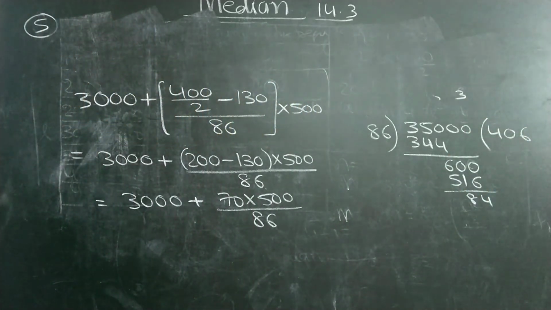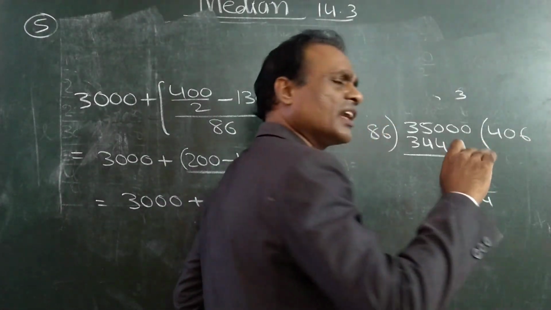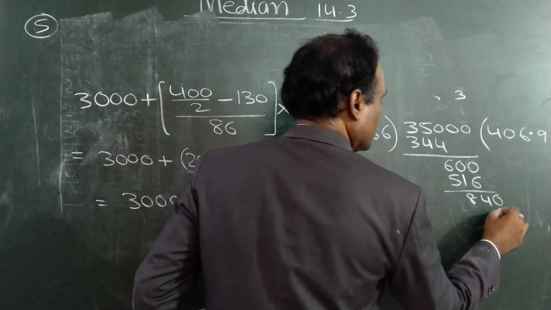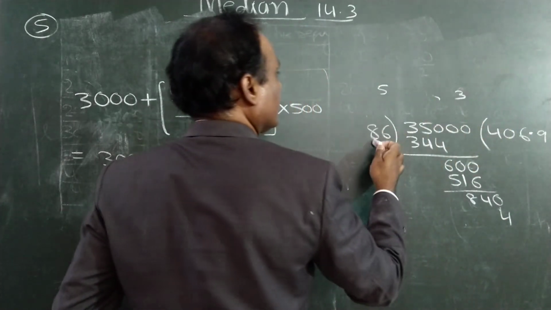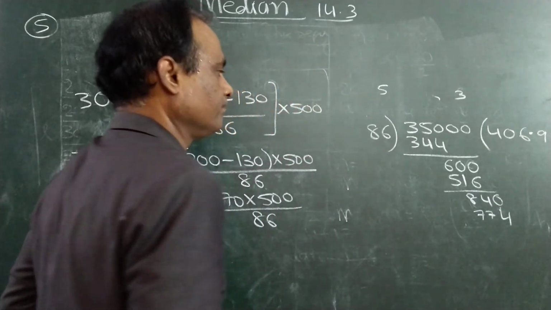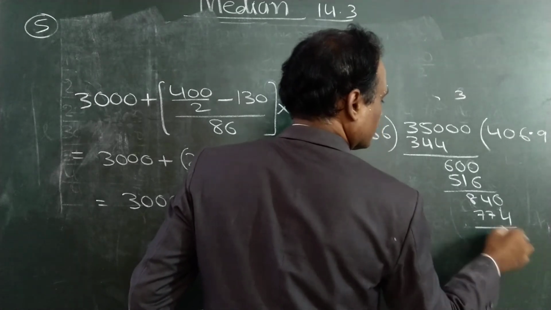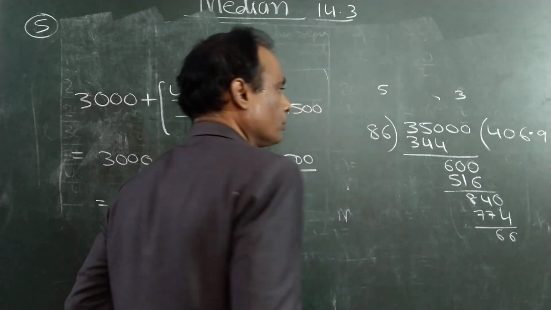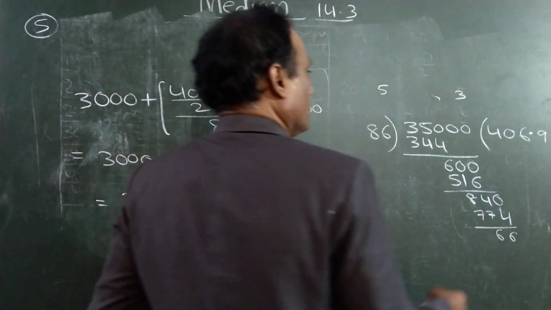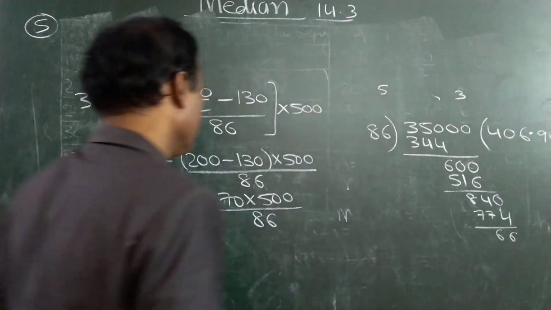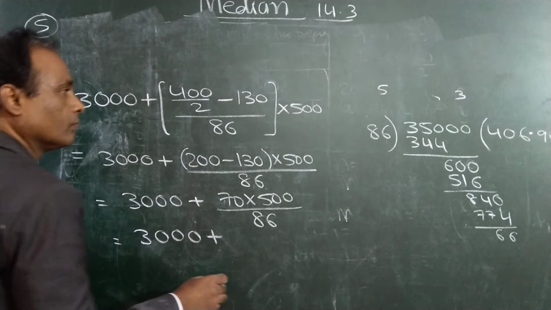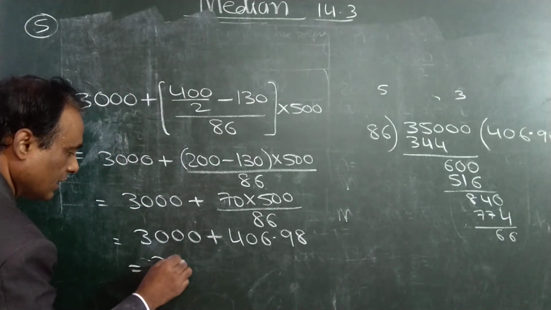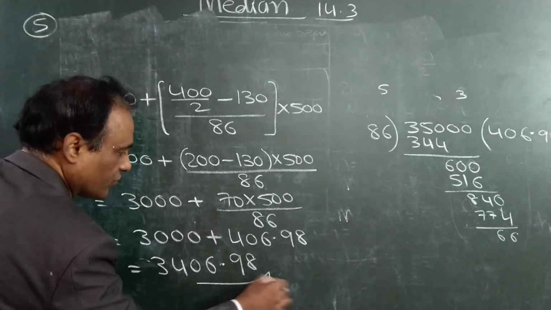So approximately 40.406. If you want, after decimal you will get one more digit exact like this. After 0, this is 86, very near. So 9 times 9, 6 are 54, 5, 9, 8 is 72, 77. So 406.98 approximately. So 3406.98. So this is the procedure for median.